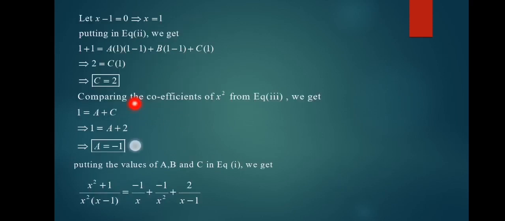So it is 1 is equal to a plus c. Since we have the value of c as 2, we will replace it by 2 and will get a is equal to minus 1, since this 2 will be shifted towards the other side to get 1 minus 2, and it will be equal to minus 1. So putting the values of a, b and c in equation number 1, we just get (x square plus 1) by x square into (x minus 1) is equal to minus 1 by x plus minus 1 by x square plus 2 divided by x minus 1.